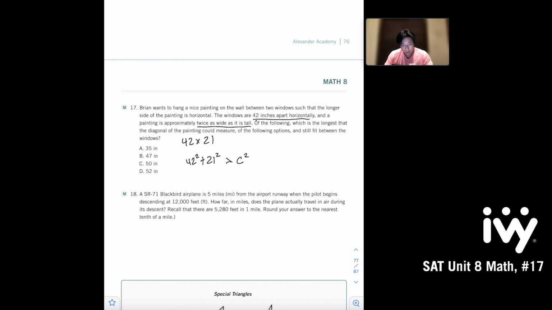So what does this equal? Once we take this and we square root both sides, we end up seeing that this is about equal to 46.96, which is greater than c, which means c has to be less than 46.96, and the only answer that suffices this is answer choice A, 35 inches.